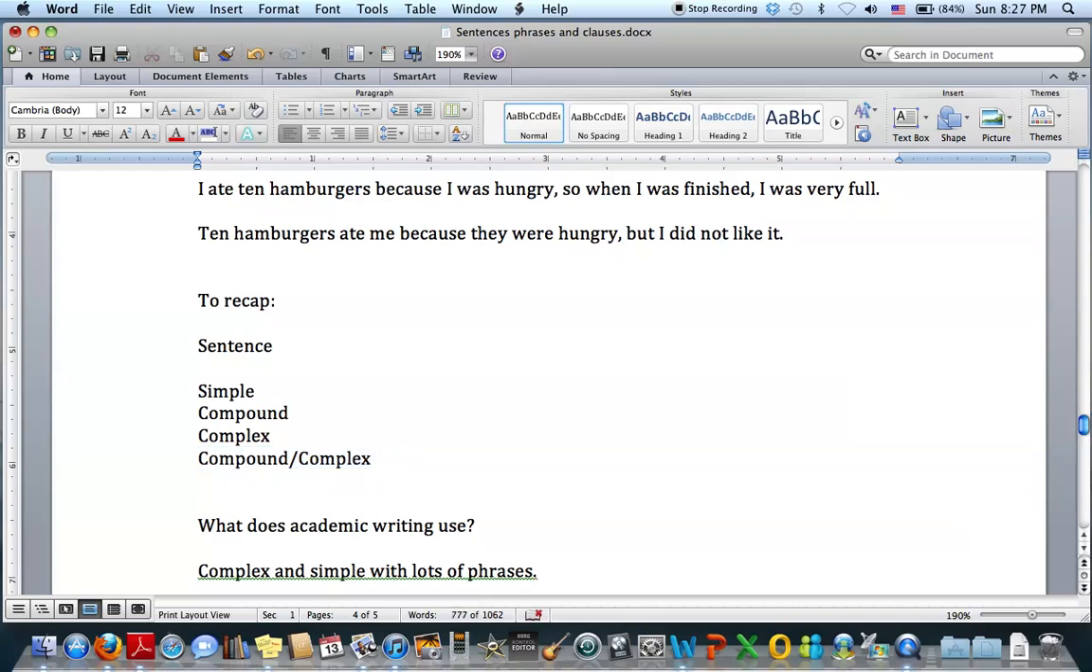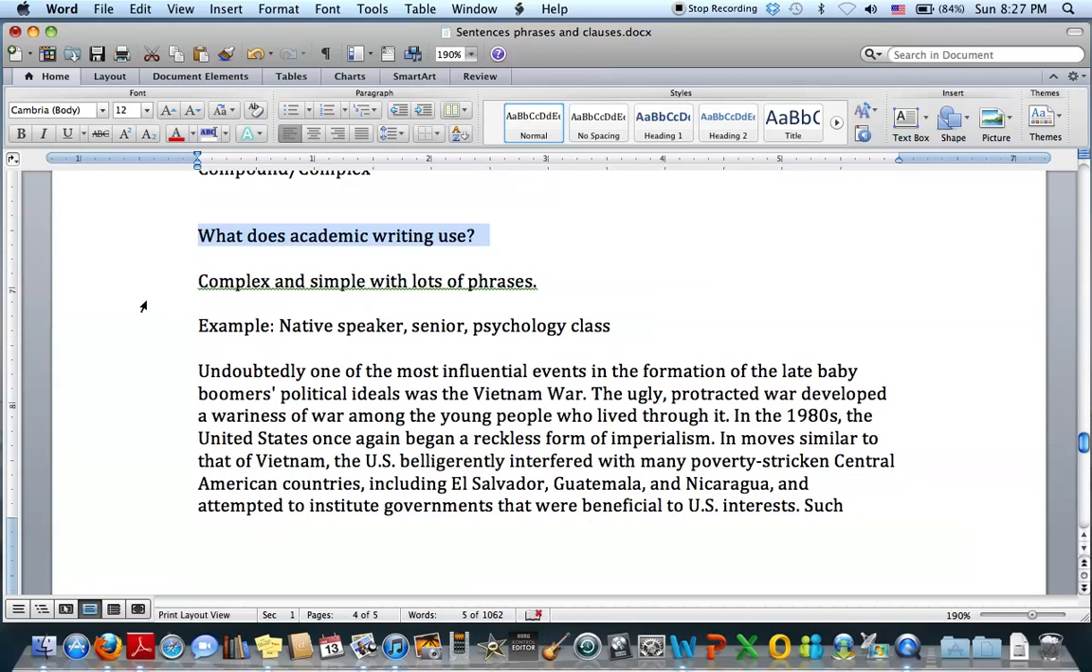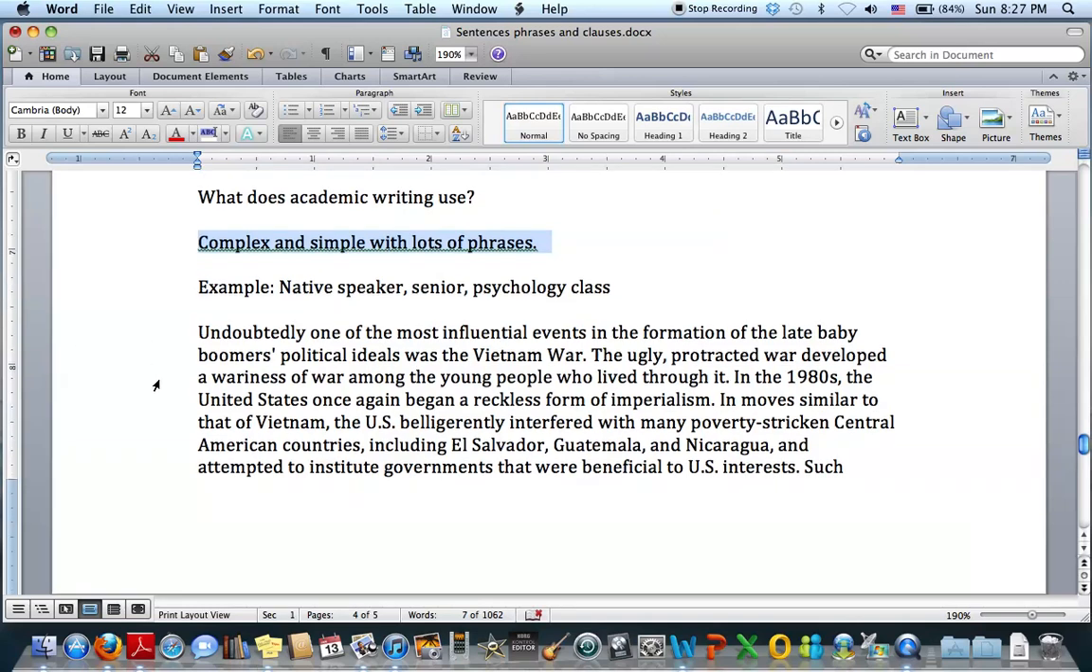All right, now let's get down to brass tacks. What does academic writing actually use? Basically it's this: complex sentences and simple sentences with lots of phrases. That is academic writing in a nutshell right there. Lots of complex sentences, lots of simple sentences, and tons of phrases inside there. So we looked at this already briefly.